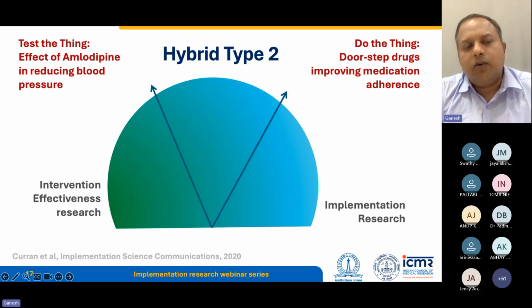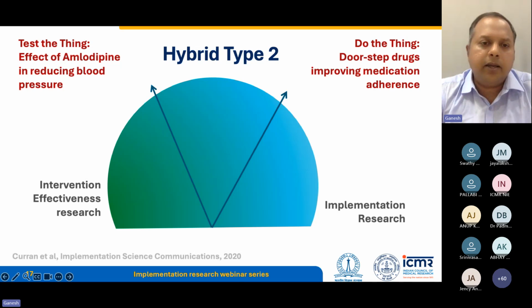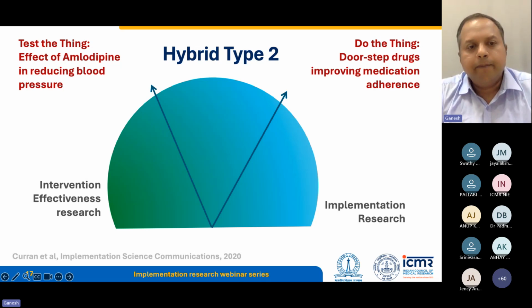In testing the thing, we will try to see whether amlodipine 5 milligram single drug is able to reduce the blood pressure among the patients when it is given once daily. We will also be testing the do the thing, which is, in the same study, whether doorstep delivery of drugs improves medication adherence. Please remember, these are called co-primary outcomes, which means it's not only one; both play an important role.